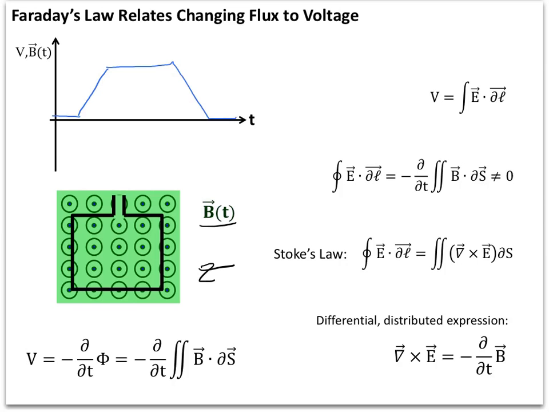Faraday essentially tried to do this experiment, or an analog of it, and he found that you get exactly the same result. It's not the motion of the loop per se, but it's the rate of change of flux that induces a voltage around the loop.